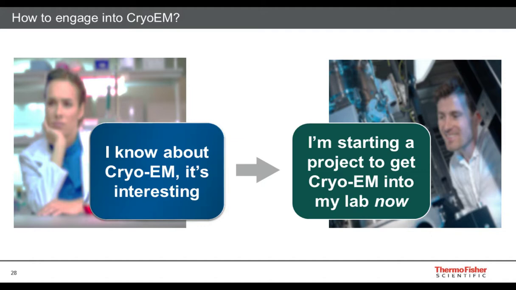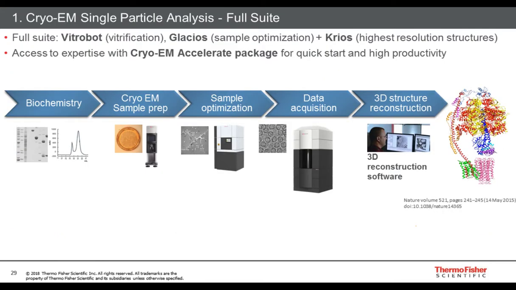And then, if needed, you could go to a centralized service facility. If you would happen to go to a Titan Krios, that would then be the next phase. But in-house, you could basically start your own Glacios and Vitrobot combination. So that's another approach that you could use in adopting the technology.